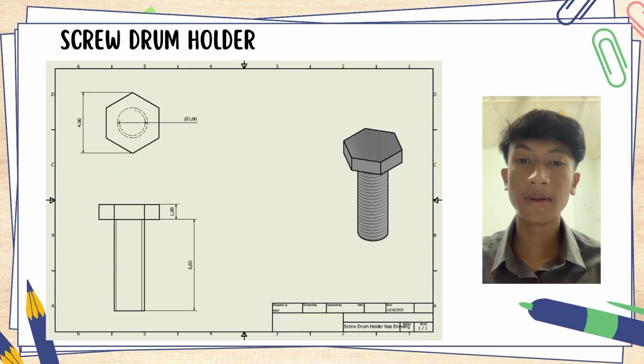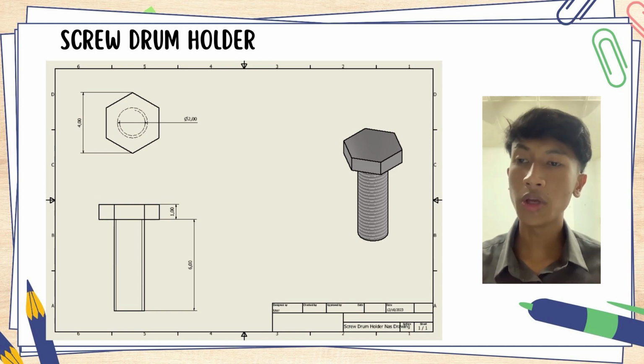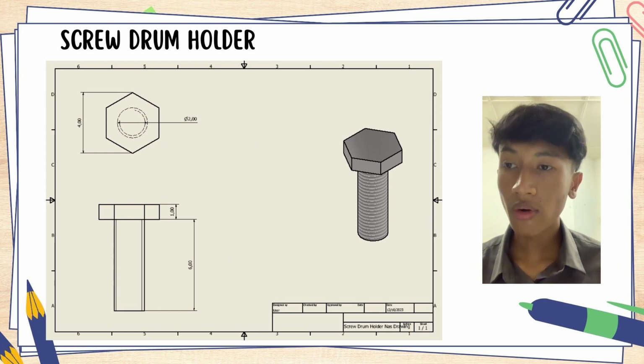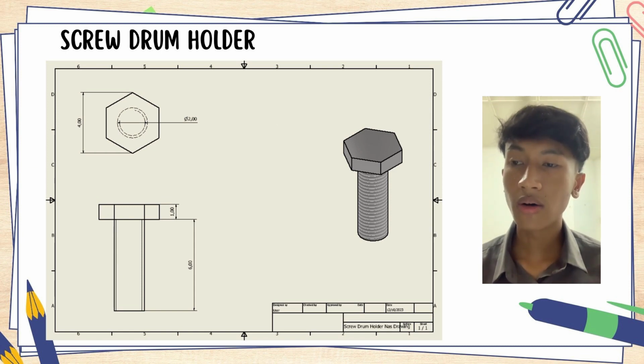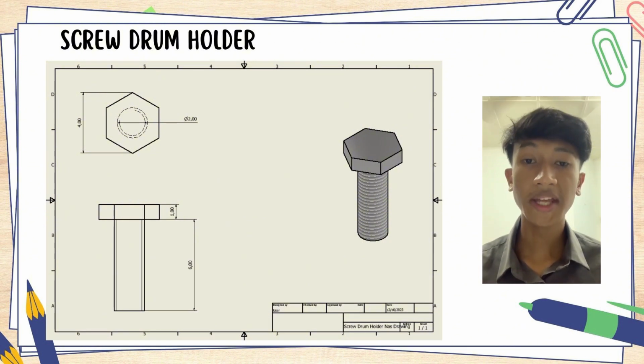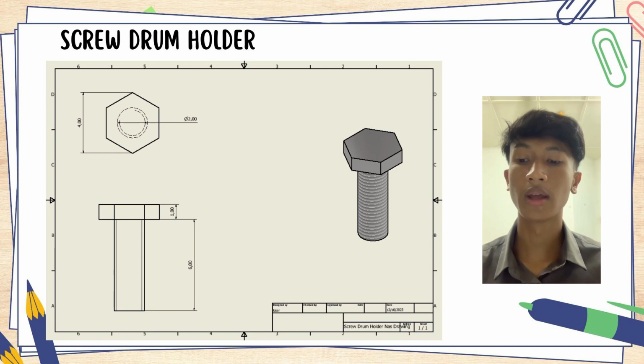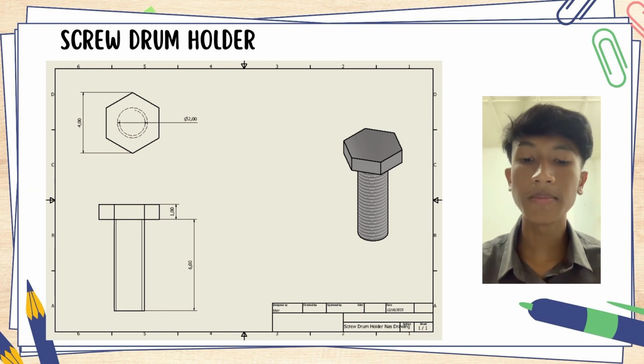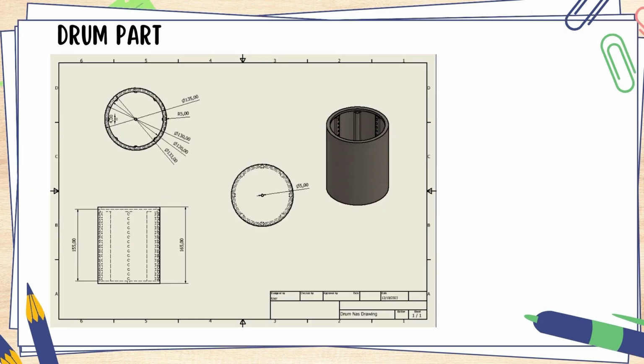Okay, I will explain the screw drum holder part, starting with the screw head. We use a hexagon shape and a side is 4 mm. The height of the screw head is 1 mm. The height of the screw body is 6 mm and the diameter is 2 mm. As you can see, the thread covers the full screw body.